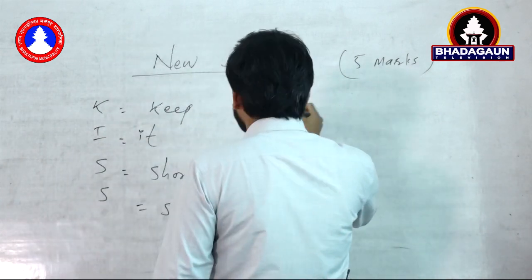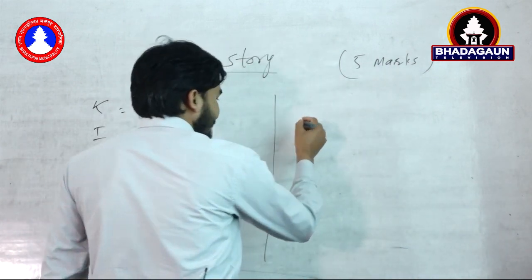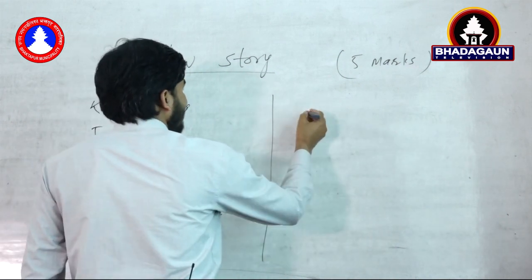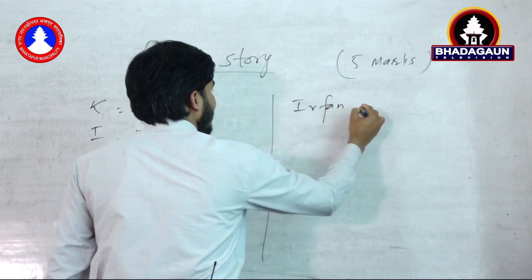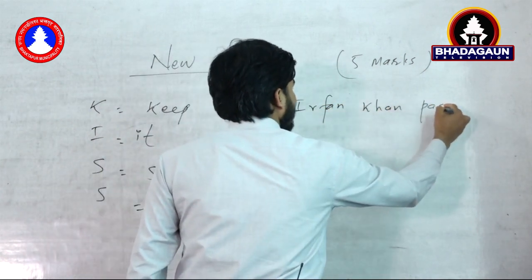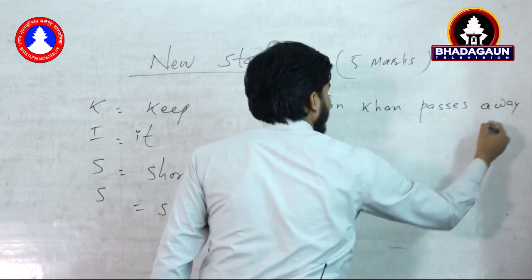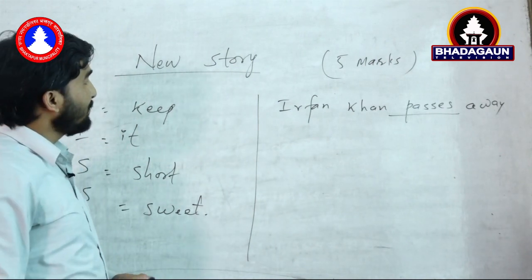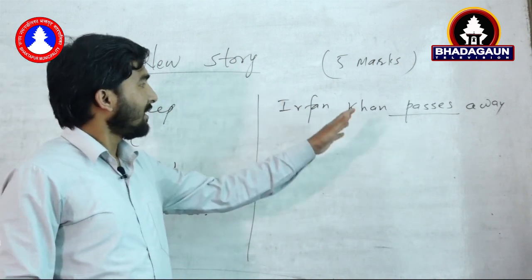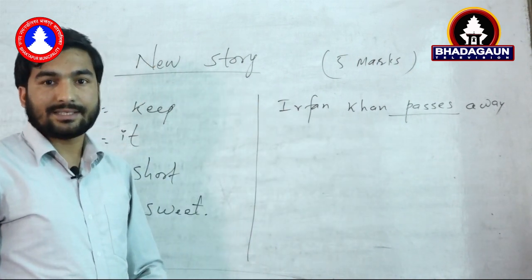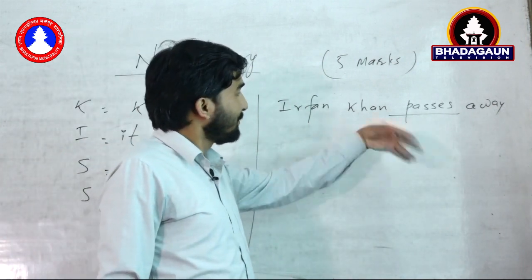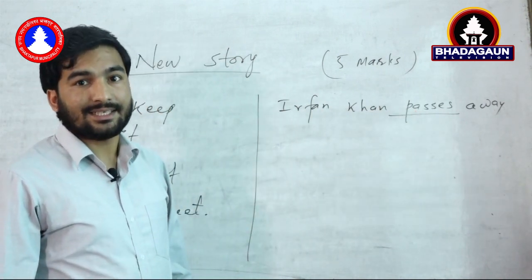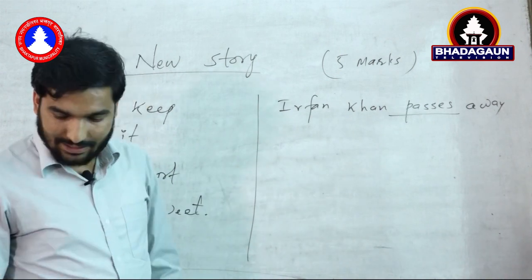For example, yesterday you might have heard the news about the death of Irfan Khan, right? When we see the newspaper, we find this type of tense: Irfan Khan passes away. Not passed away, passes away. So normally when we write the headline of the news, the trend is to use the simple present tense. You can write passed away also, but generally we write passes away, dies, not died.